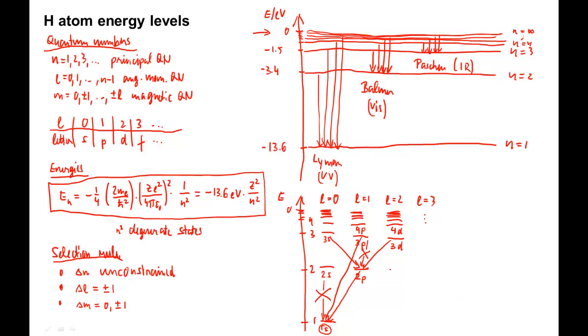In summary, we have seen that there is a high level of degeneracy in a hydrogen atom. There are 3 quantum numbers: n, l, and m. But the energy only depends on one quantum number, on n. These energies are all negative. We also saw the selection rule for electronic transitions in a hydrogen atom. Transitions are allowed for any combinations of n, but changes in l are limited to plus or minus 1, and m can change by 0 or plus or minus 1 only.